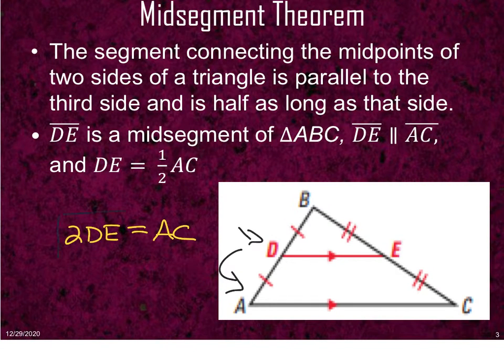So again, this is another format that you can memorize. 2 times DE equals AC. Everybody good? Anybody need it?